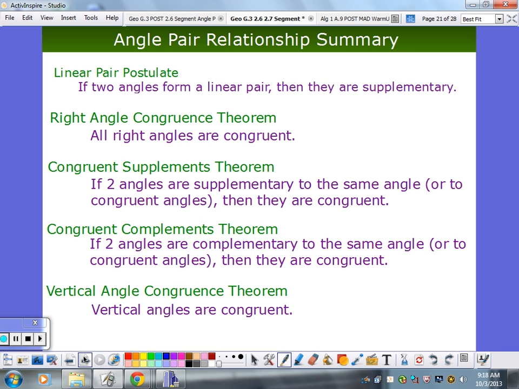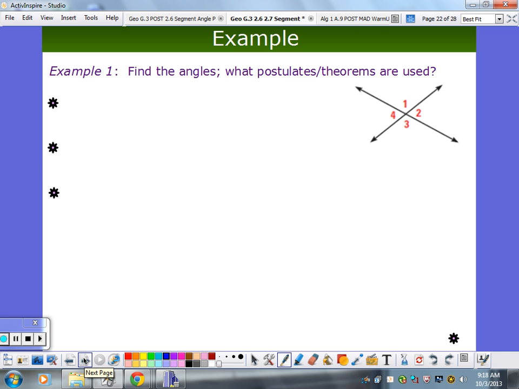All right, so we want to keep those in the forefront. We've got our notes to look back at them if we need to, but we can solve problems based on that. So let's see. Find the angles and what postulates and theorems are used. So the measure of angle 1 is 112. I got them off my diagram. Can't do it otherwise. Find the measure of 2, 3, and 4. How do I do it? And then we're just going to talk about what postulates and theorems we use.